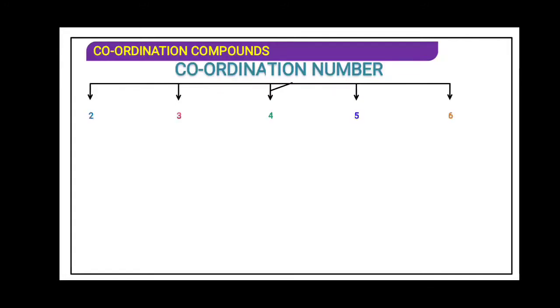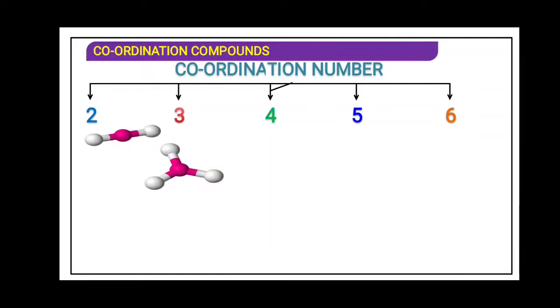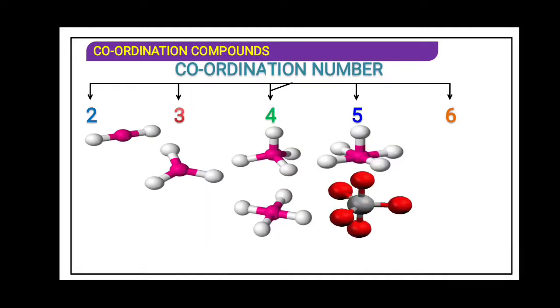Coordination number 2, 3, 4, 5. For 4 we have 2, for 5 again we have 2, and for 6 we have 1. Linear, trigonal planar, tetrahedral, square planar, square pyramidal, trigonal bipyramidal, octahedral.